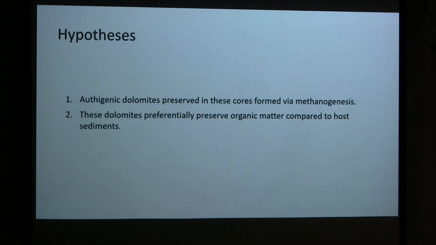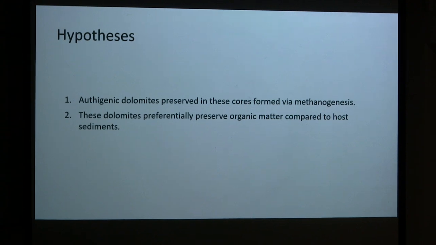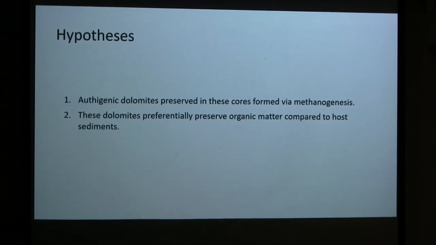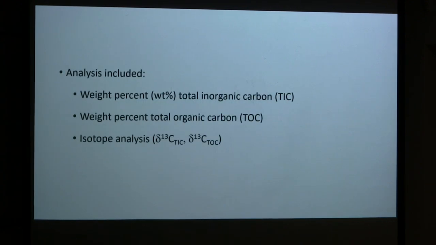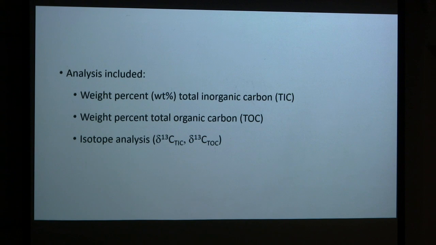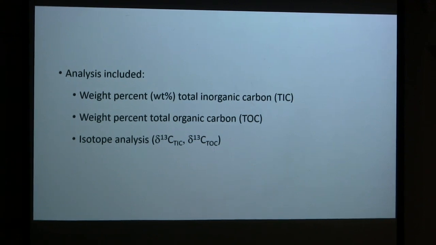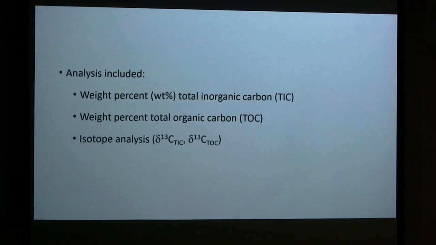Original hypotheses. We thought that these authigenic dolomites were formed mostly via methanogenesis, and that the dolomites would preserve organic matter compared to the host sediments. Again, these were original hypotheses. Analysis included weight percent of total inorganic carbon, weight percent total organic carbon, and the relative isotopic analysis.